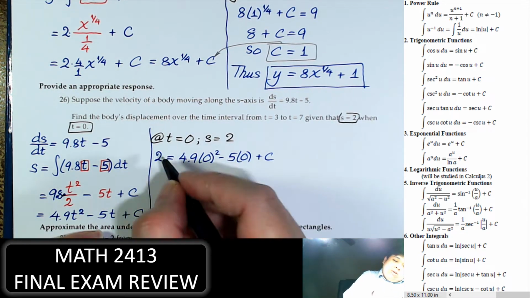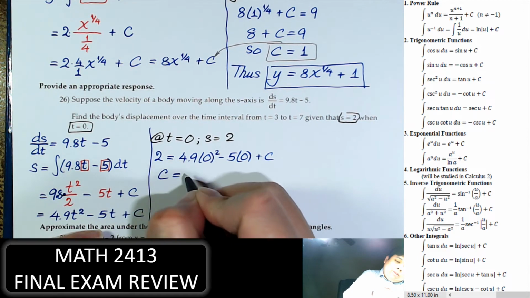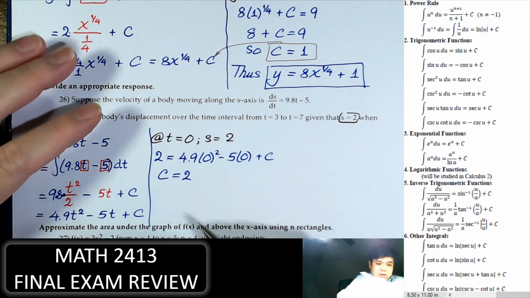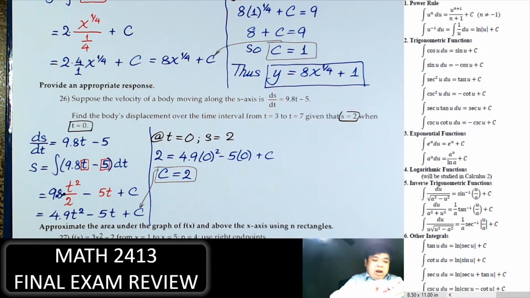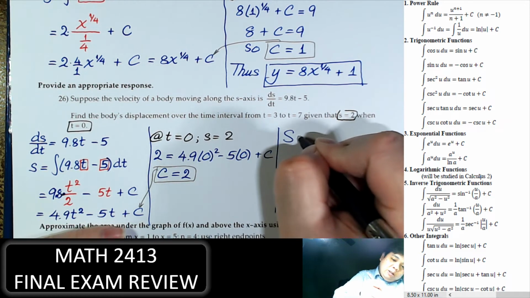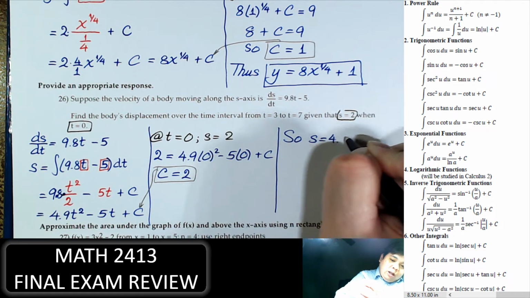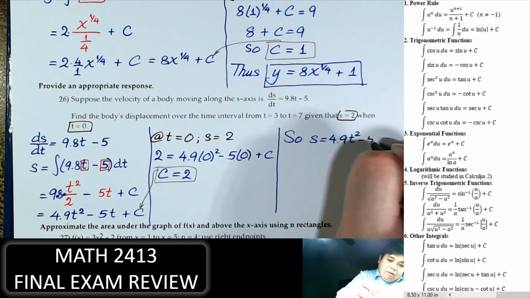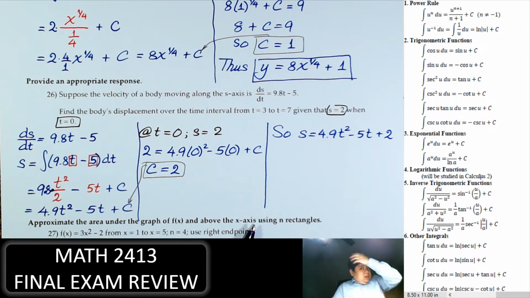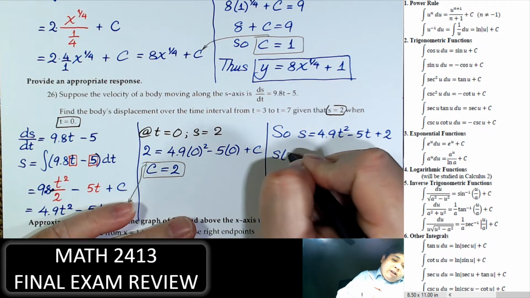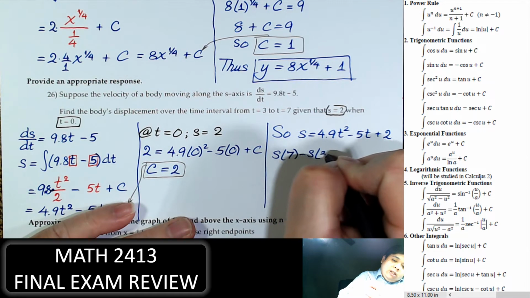Right, c is equal to 2, so we can substitute this back in for c. So we do have the function s equal to 4.9 t squared minus 5t plus 2. Right? The displacement is different from t equal to 3 to t equal to 7, so we just say s of 7 minus s of 3. Right?